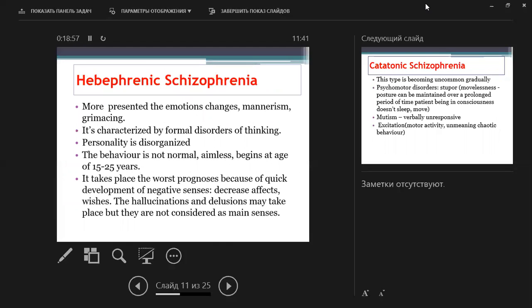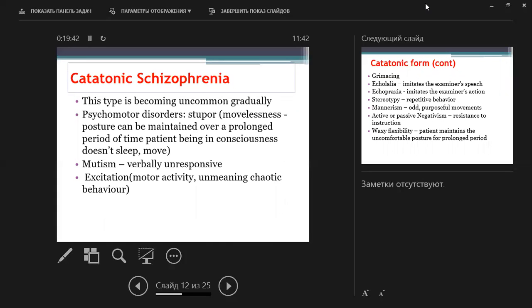Hebephrenic schizophrenia. Hebephrenic schizophrenia usually affects the emotions, with changes, mannerism, grimacing. Here we do not usually observe hallucinations and delusions. Usually the personality is disorganized and the first symptoms start at the age between 15 and 25 years. That is, a very early age, and the prognosis is bad, very bad, because these young men or girls have decreased affect, become vicious, and we see the clinical picture of schizophrenic defect. Catatonic schizophrenia, catatonic form.